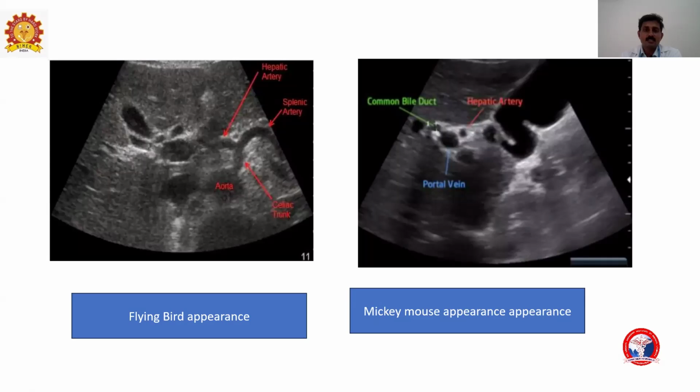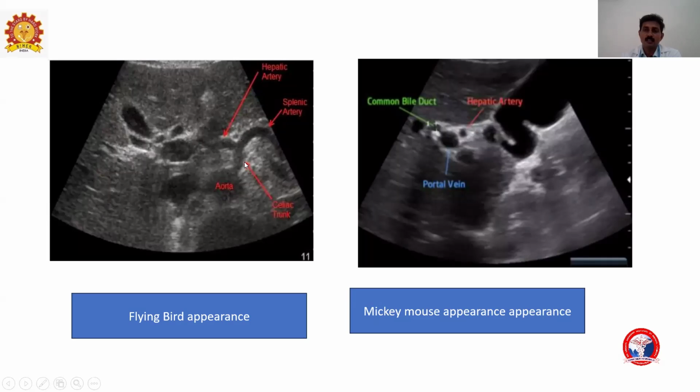So final part, we can see some ultrasound image. This is how a liver will appear in an ultrasound. You can see this is the hazy appearance, these translucent shadows are the liver parenchyma. And this appearance is called the flying bird appearance. Okay. So flying bird appearance will show the hepatic artery, splenic artery, and celiac trunk.